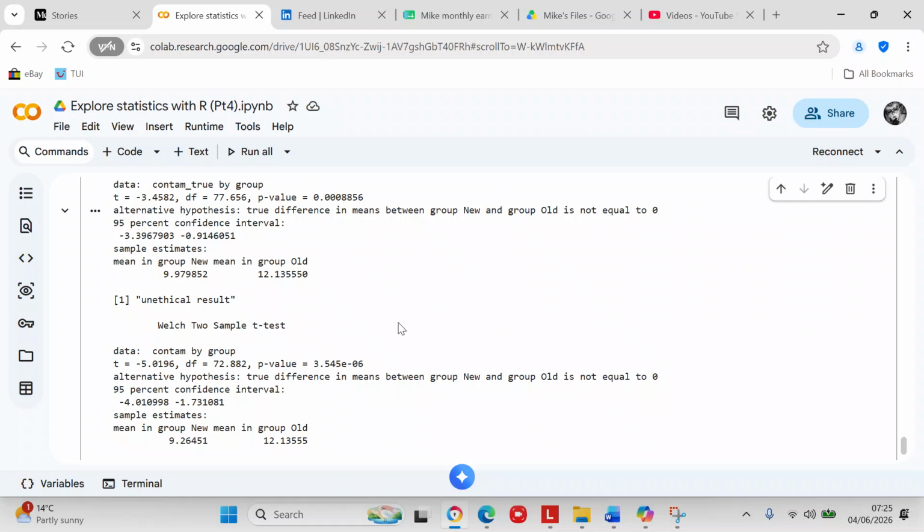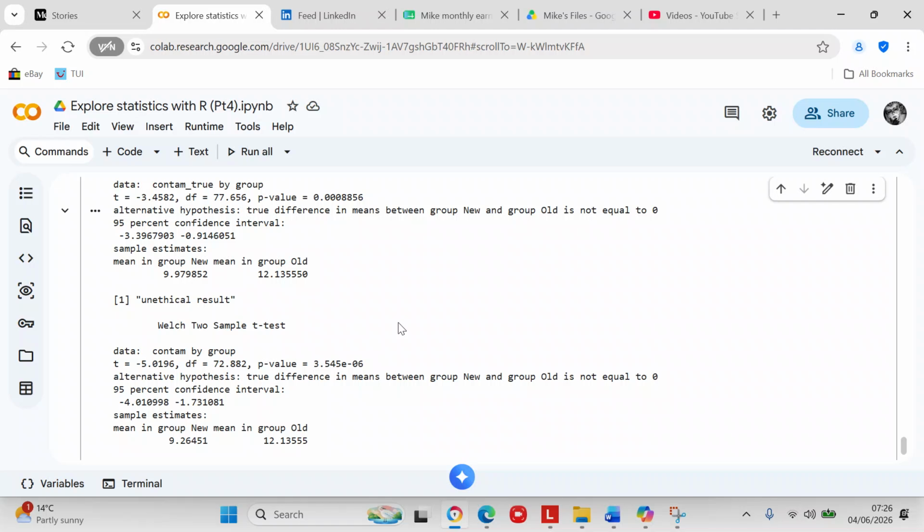You've got a p-value, which is a very low level. It's much lower than the level of the ethical group, but it's definitely below the significance level of 0.05. So you would have to go with the alternate hypothesis in both the ethical test and the unethical test, because both of the p-values are less than 0.05.